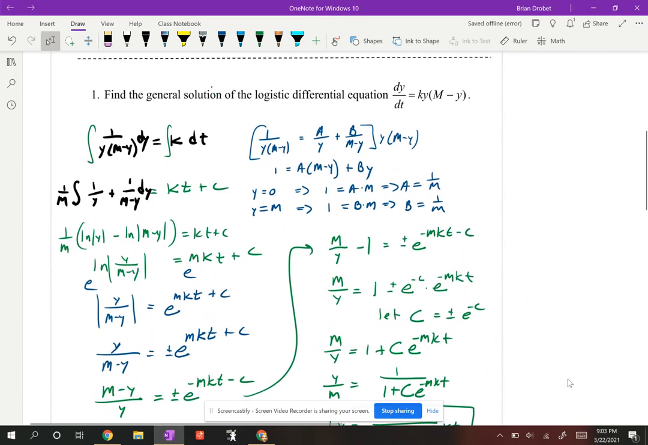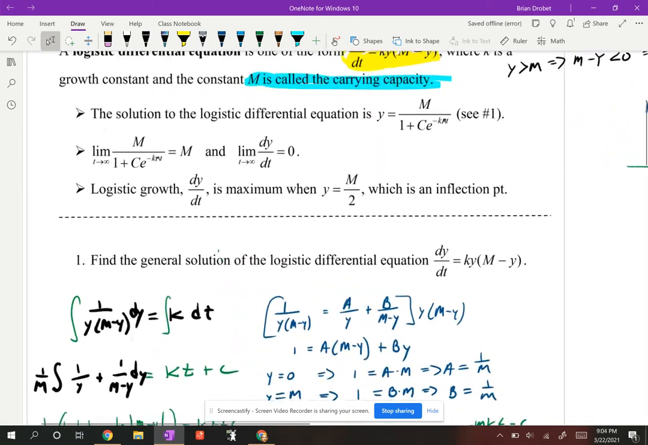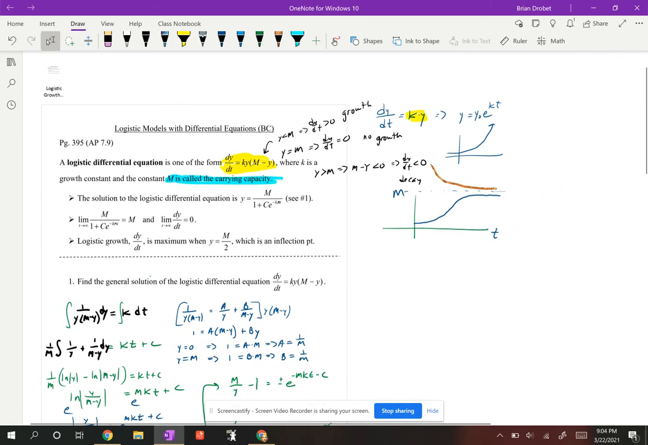Make sure I have the same thing down here: M over 1 plus C e to the negative mkt. And if you look at this, if you take the limit as t goes to infinity, this goes to e to the negative infinity, which approaches 0. You end up with m over 1, and so the limit is m, which makes sense. We know what this graph looks like. As time goes by, it gets closer and closer to approaching M. So the population value is getting closer and closer to M.